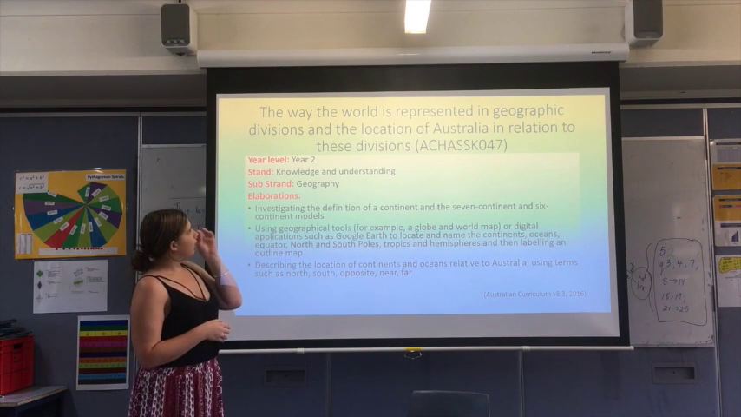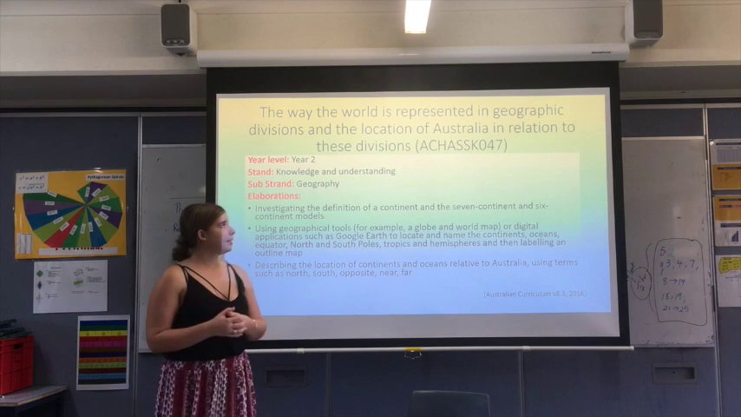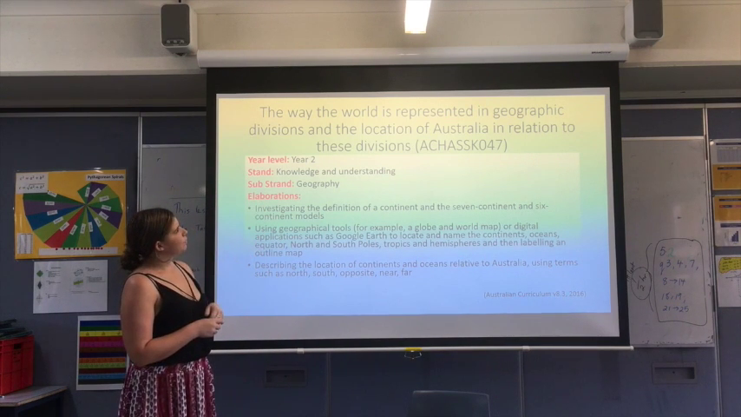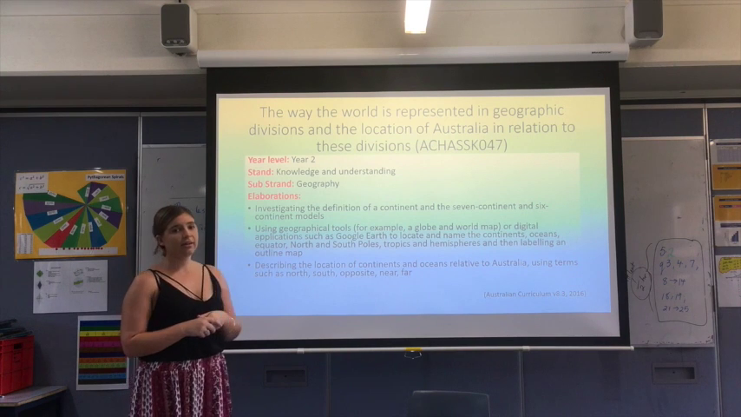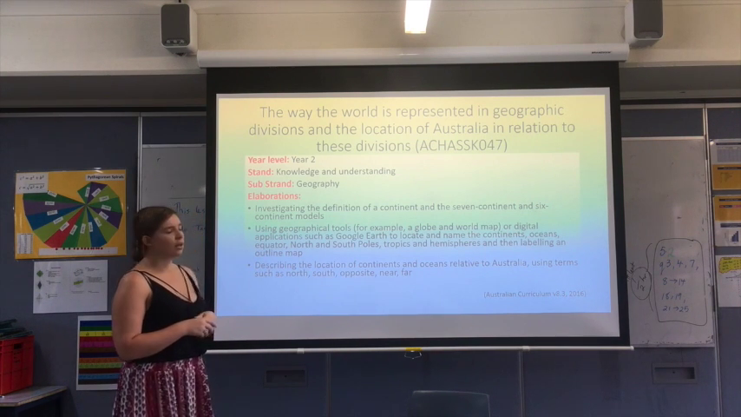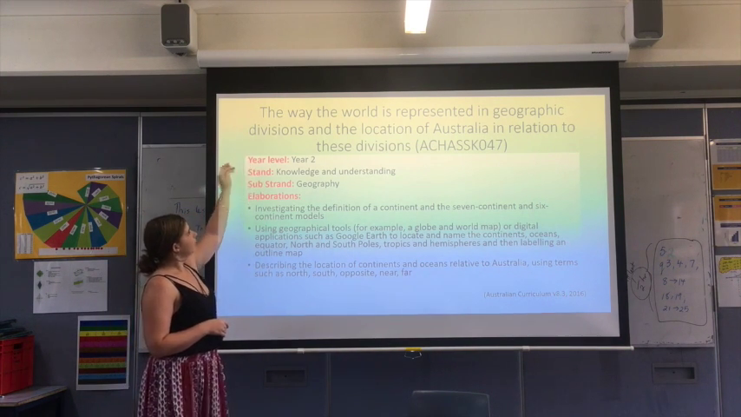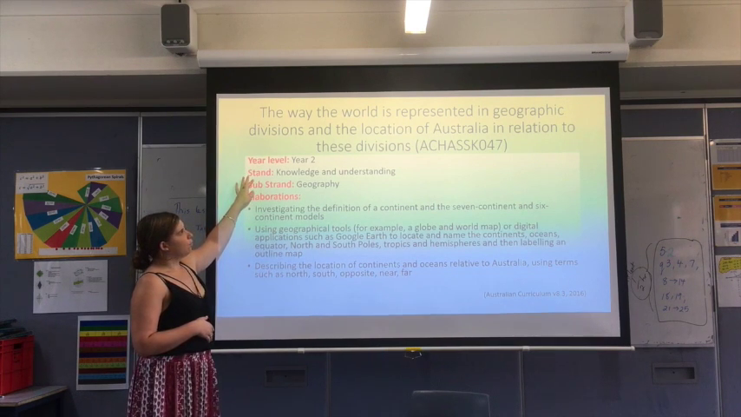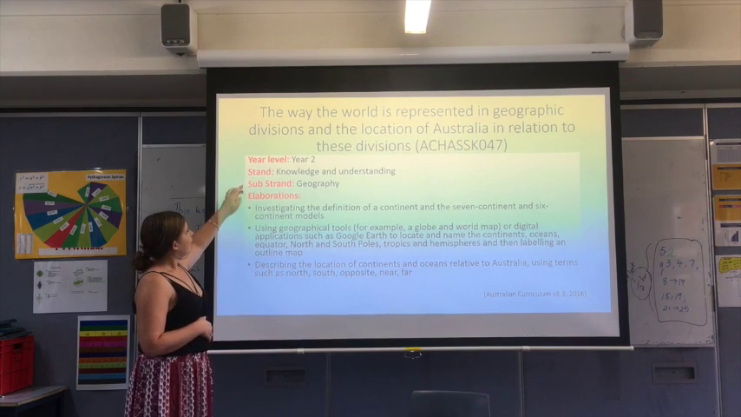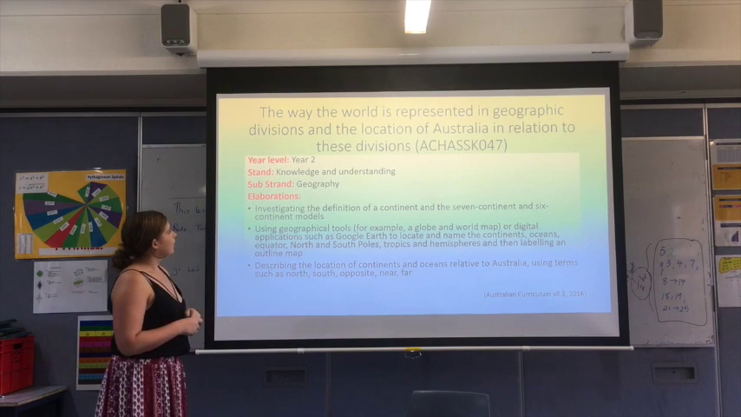And the first one is a geography descriptor, and it's the way the world is represented in geographic divisions and the locations of Australia in relation to these divisions. So I teach in a Year 2 class. The strand I took this from was knowledge and understanding, and the substrand obviously was geography.